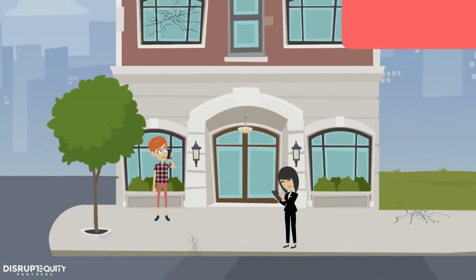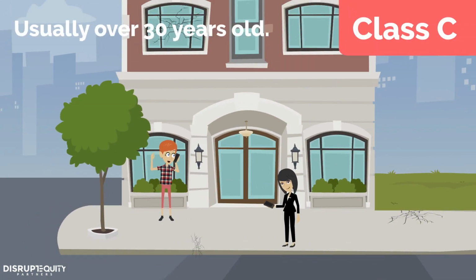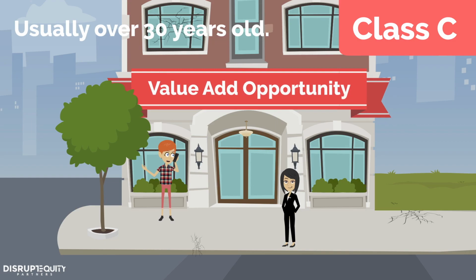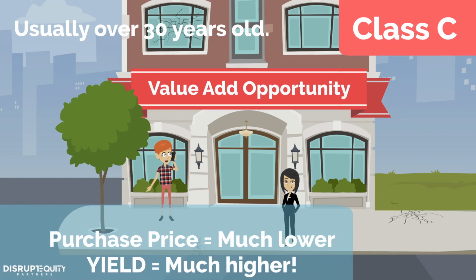Class C apartments are usually over 30 years old. These properties might be outdated and need some improvements. The purchase price is lower than both A and B complexes, and due to the opportunity for value add, this asset can result in a much higher yield.